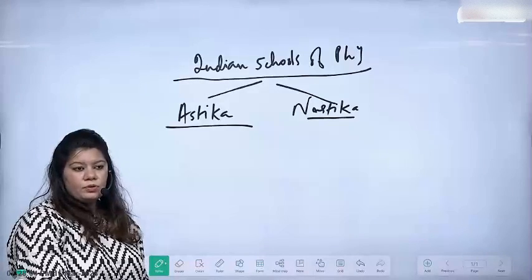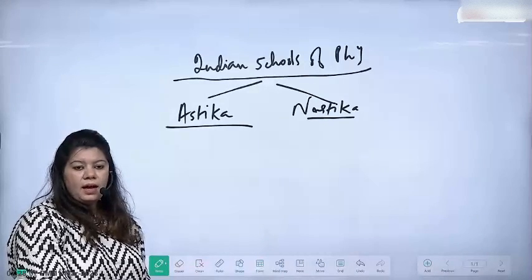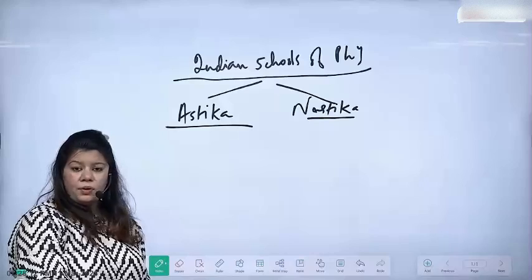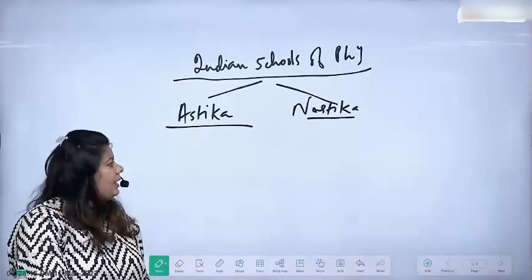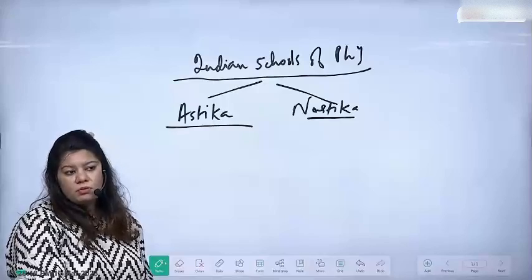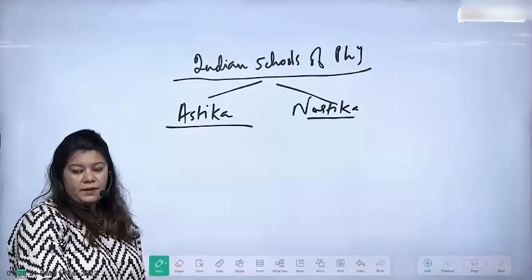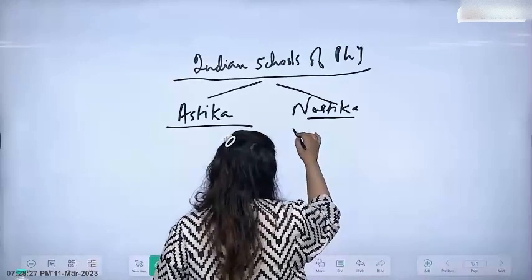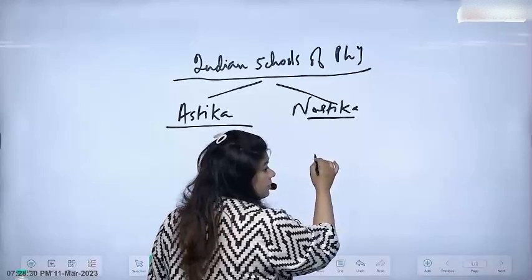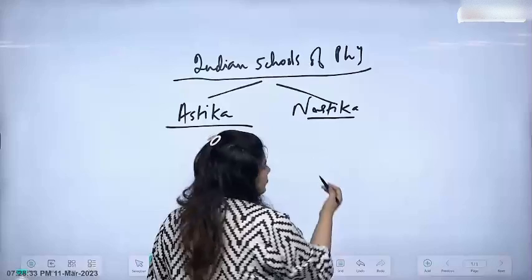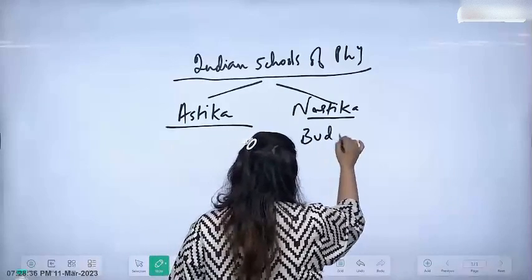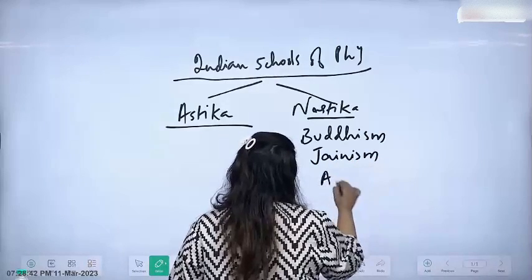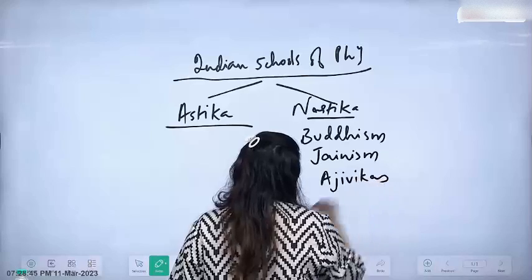So there are two schools in Indian philosophy mainly, Astic and Nastic schools. Astic school is the school which believes in God or the authority of the Vedas, precisely. And Nastic schools are those schools which do not believe in the authority of the Vedas, right? So those schools which do not recognize or accept the authority of the Veda are... Where will Buddhism and Jainism come? Okay.